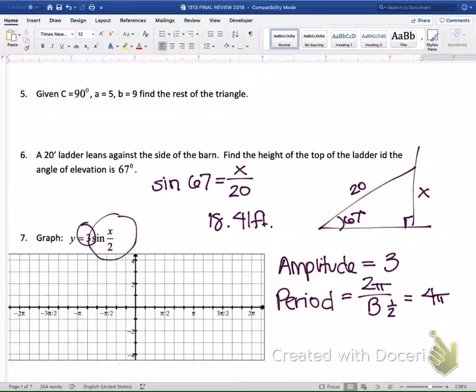And then the other thing they could ask about is phase shift. Anyone remember that? We've talked about what that means. Okay, that's the plus or minus h. It's the horizontal shift. In the case of this particular one, there is none.